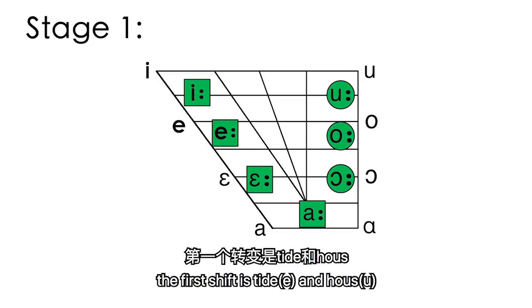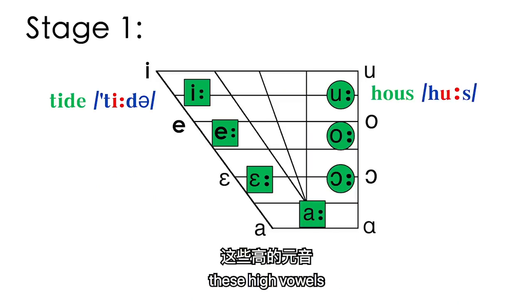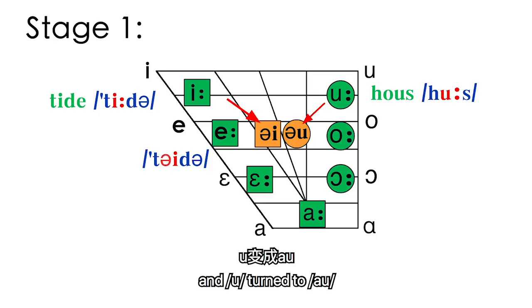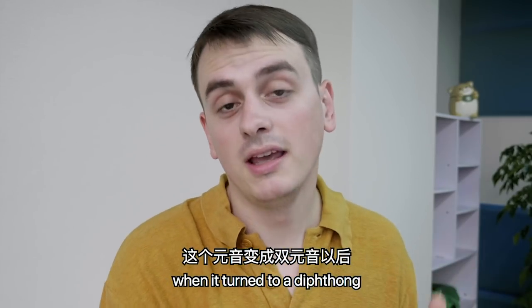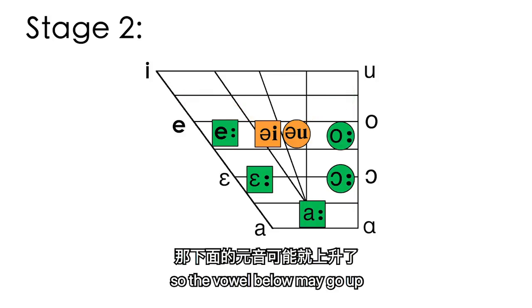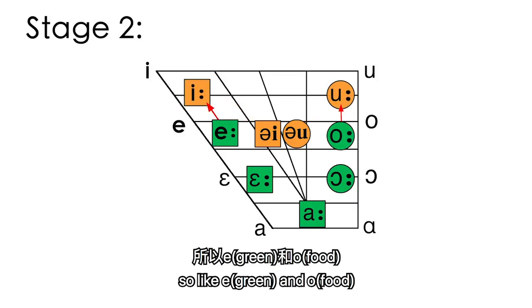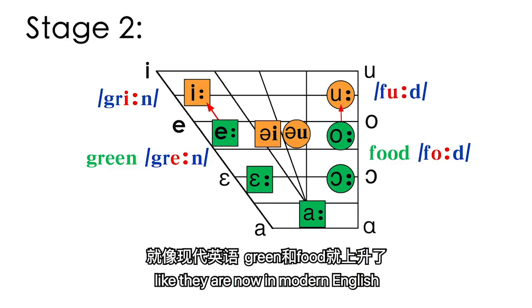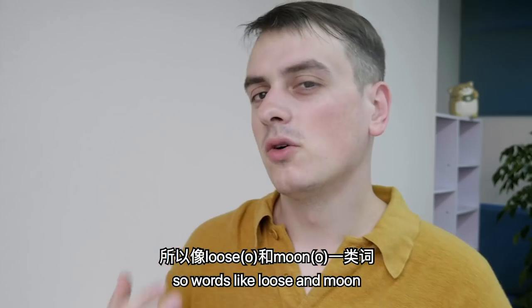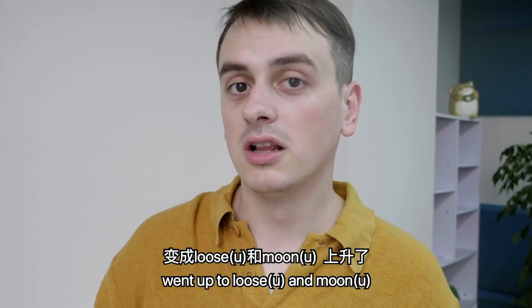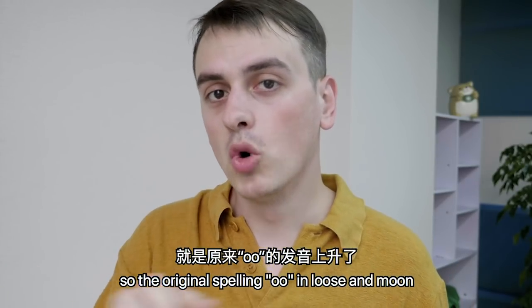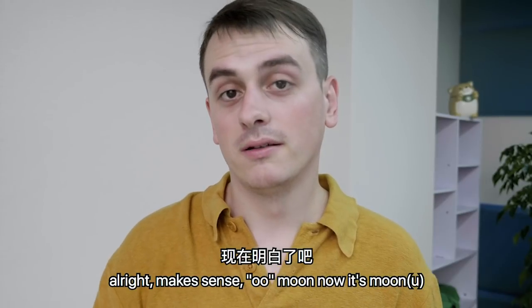So let's see how they got to that stage. Let's continue. The first change was that the high vowels in tide and house became diphthongs. Once those vowels became diphthongs, that position was empty, so the vowels below could rise. The vowels in green and food rose, like in modern English green and food. So words like loose and moon rose. The original spelling double O, loose and moon, makes sense. Double O, moon. Now it's moon. So kind of different. So again, they went up.